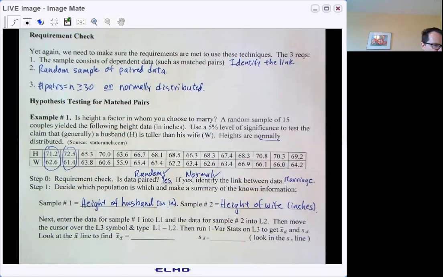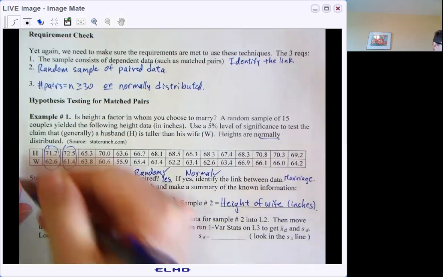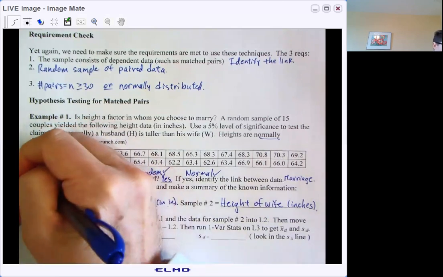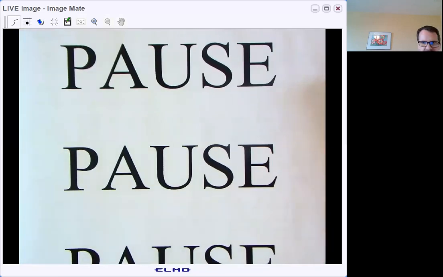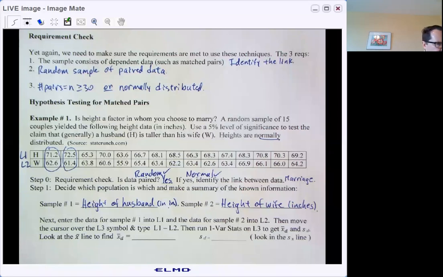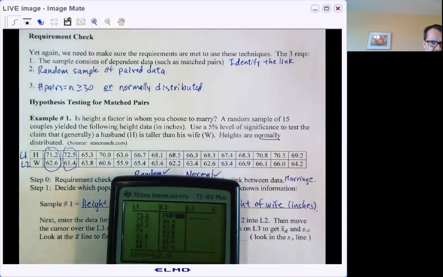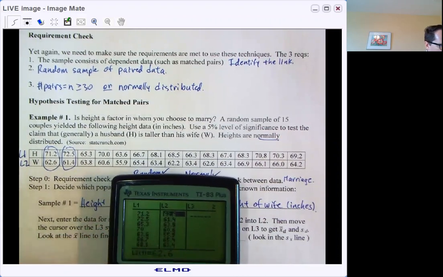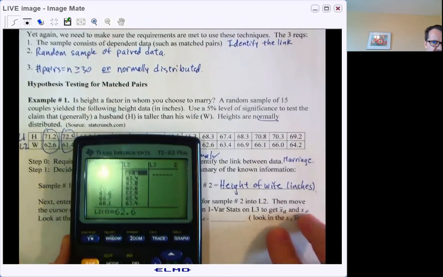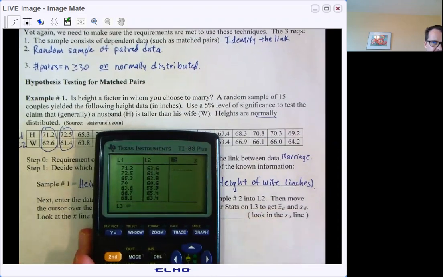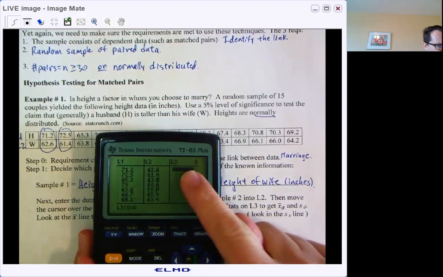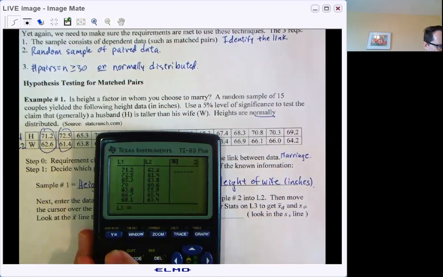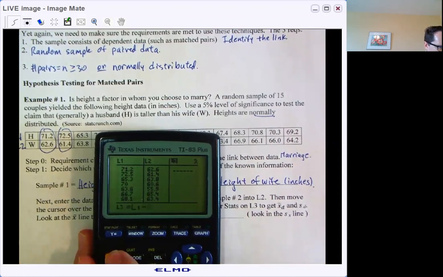Okay, now we need to analyze our data. Since they came in matched pairs, we're going to put sample 1 in list 1 and sample 2 in list 2, and then we're going to talk about the difference of these pairs. Let me give you a minute to type in that data and we'll do a quick pause. All right, so now I've got my data in the calculator. You can see the husband data in list 1 and the wife data in list 2. Since these are matched pair data, we need to do the next step, which is to find their difference.